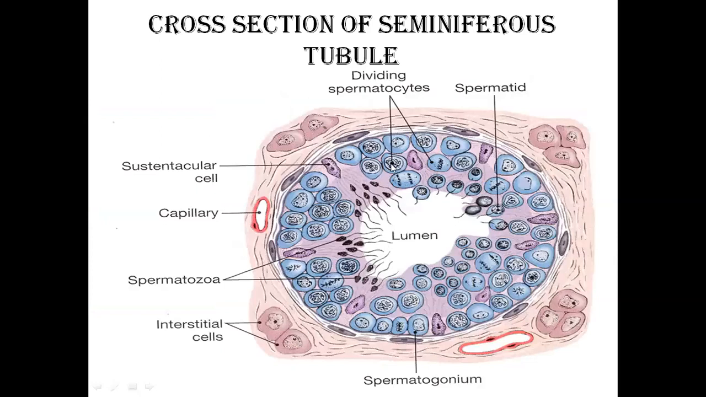So next, coming to the cross section of the seminiferous tubule. The 1 to 3 seminiferous tubules, which are located in each lobule of the testis, in cross section show different stages of maturing sperm. All these blue cells are nothing but the maturing sperms. At the outer wall, there are the spermatogonia. These all are the spermatogonia, and then they progress towards the lumen as they mature.